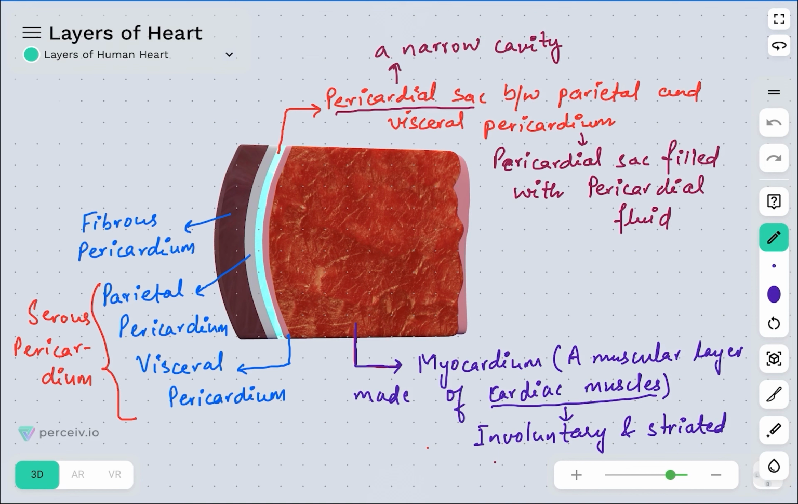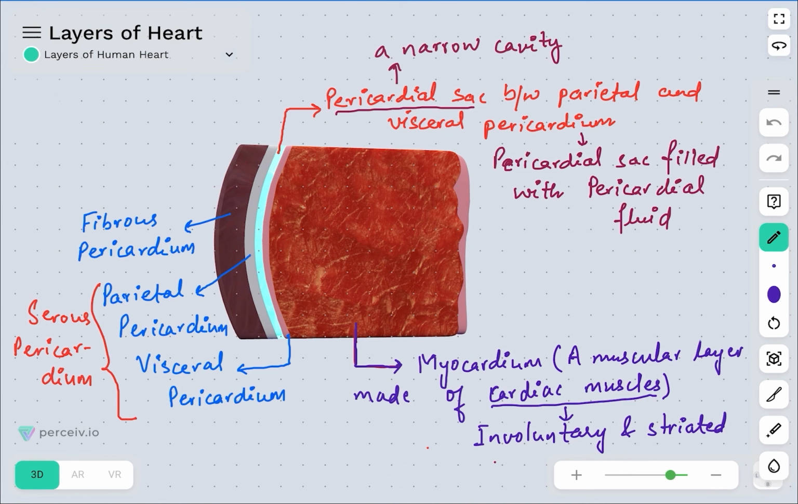Now, the thickening of the wall of the heart actually depends upon the myocardium. You can see on the model also that the occupancy of the myocardium is the maximum. So that's why the thickening of the wall of the heart actually depends upon the myocardium only. All right. All the content has been provided in the description section of the video link, so you can go through it. So this is the second layer, which is myocardium.